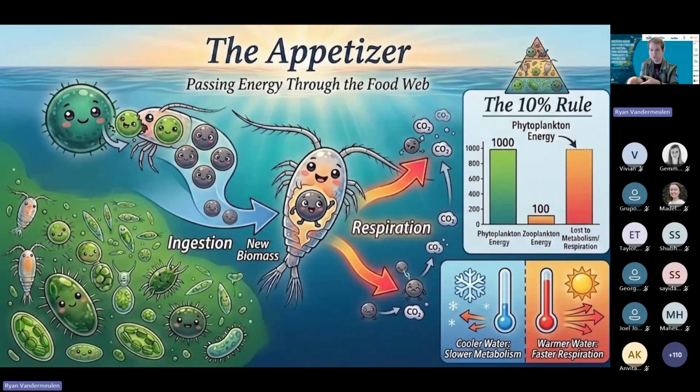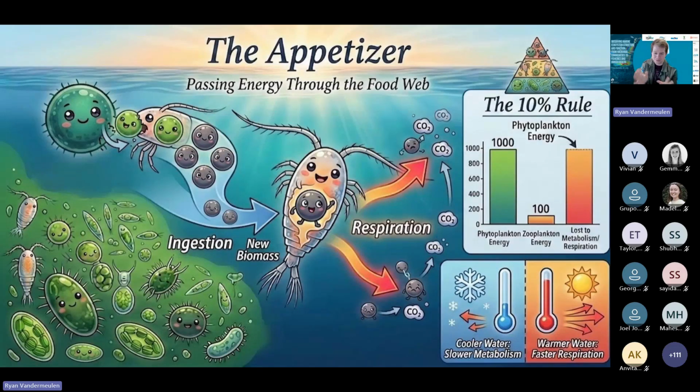Thus, every transfer through the food web comes with a metabolic cost. What this means is not everything that zooplankton consume gets passed along to the next level of the food web. This is often summarized as a roughly 10% rule. It's not a universal law, and the ratio can vary quite considerably, but it provides a useful approximation that for every 1,000 units of energy entering as phytoplankton biomass, roughly 100 units become new zooplankton biomass, while the majority is lost through metabolism, respiration, and other processes.